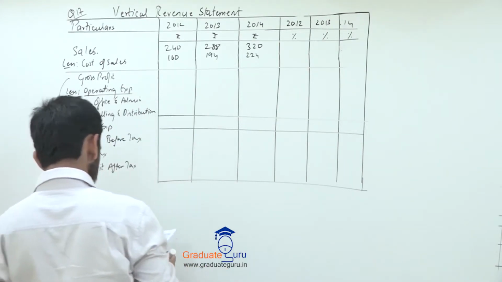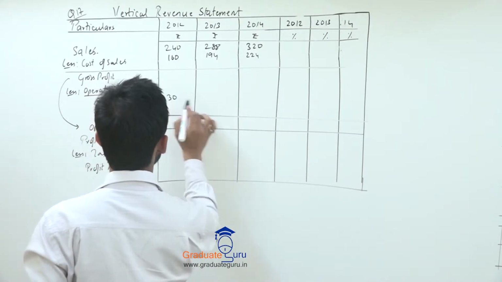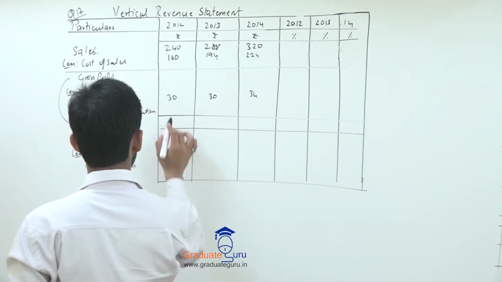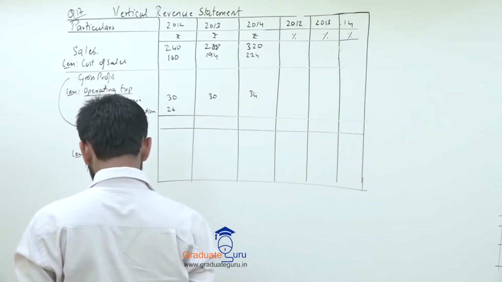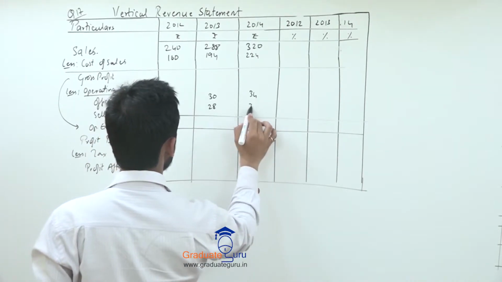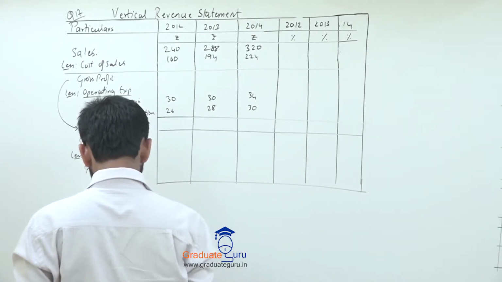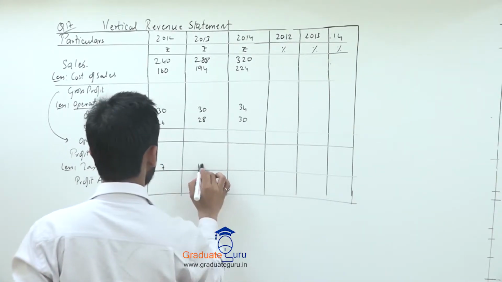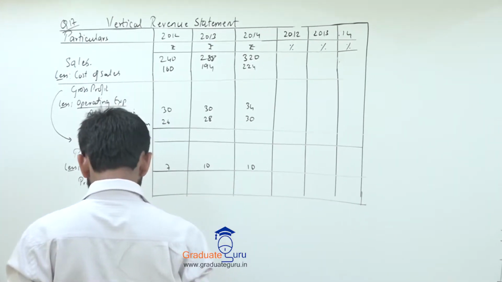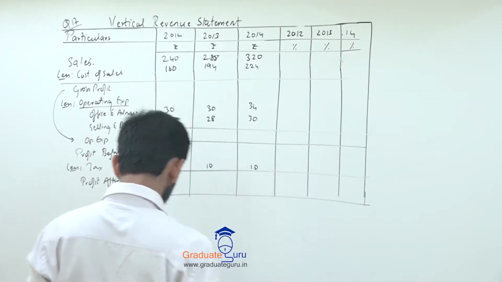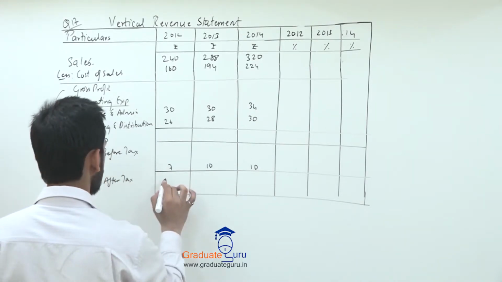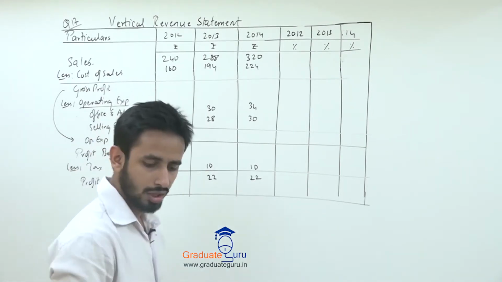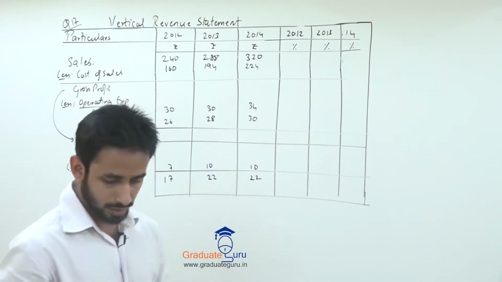Office expense 30, 36 and 34. Selling and distribution is 26, 28, 30. Tax is 7, 10, 10. Net profit after tax is given to be 17, 22 and 22. Right, we are done with this. Now just take the calcs, get the answer and we are done.